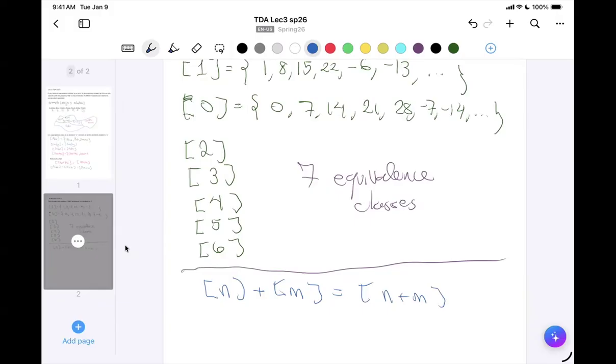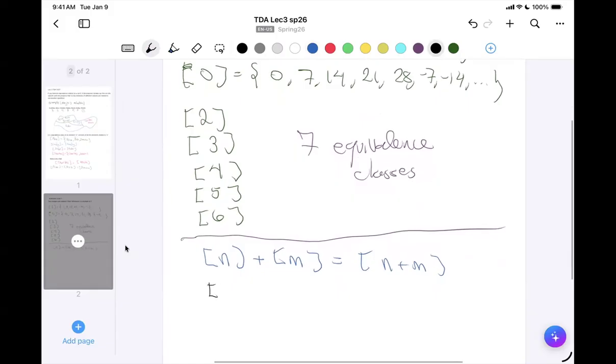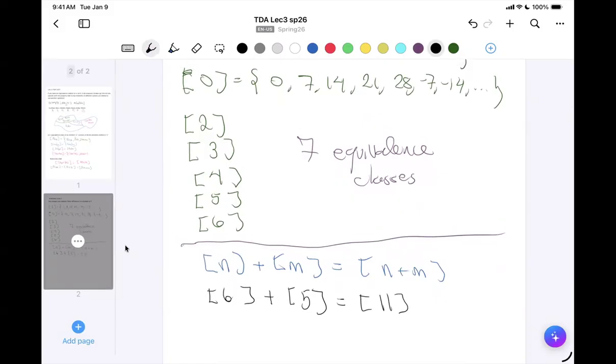But so, for example, from this perspective, what would be the equivalence class of 6 plus the equivalence class of 5? Well, that is the same as the equivalence class of 11, right? But where does the equivalence class of 11 land? 11 is 7 plus 4, right? And the 7 is the same as 0, so that's the same as the equivalence class of 4.